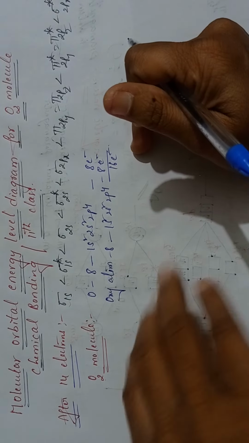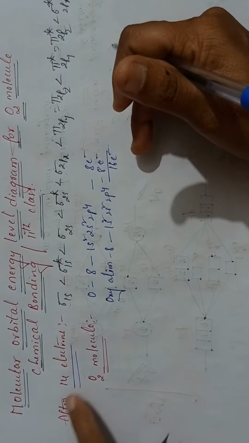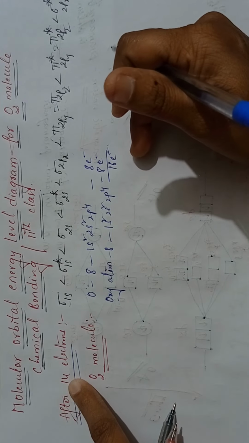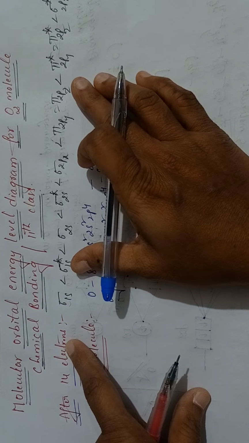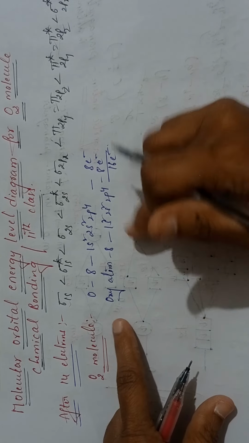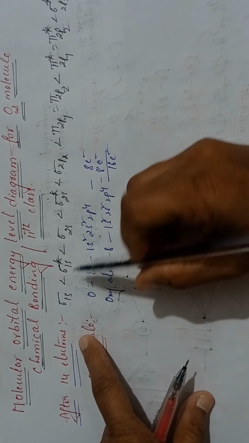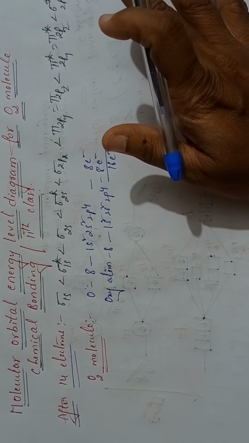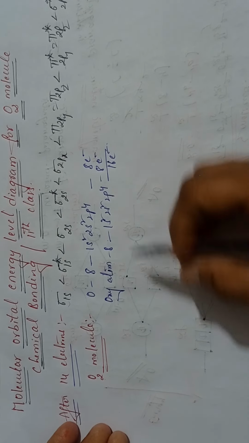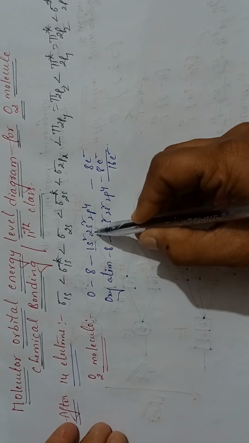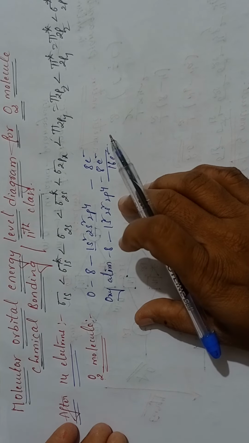Are you clear? That means it is greater than 14. Are you understanding, students? So that is why after 14 electrons you have to follow this order. So here in oxygen there are total 16 electrons, and after 14 electrons you have to follow this electronic configuration for the O2 molecule. Now see students, the diagram. Here in the electronic configuration 1s, 2s, 2p are there, so a total of 3 diagrams you have to draw.